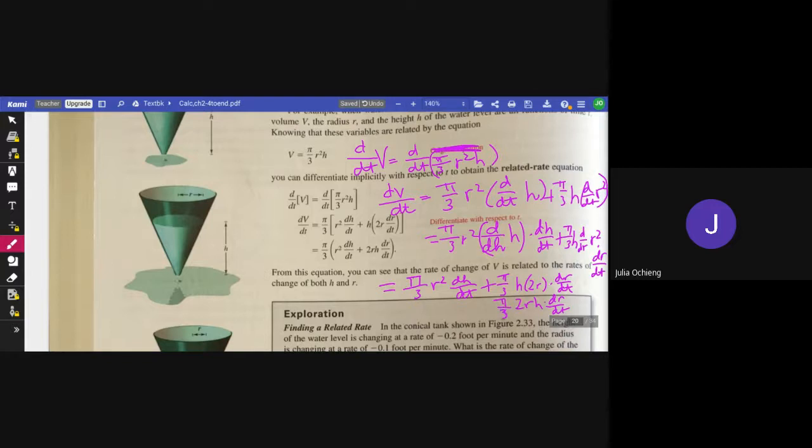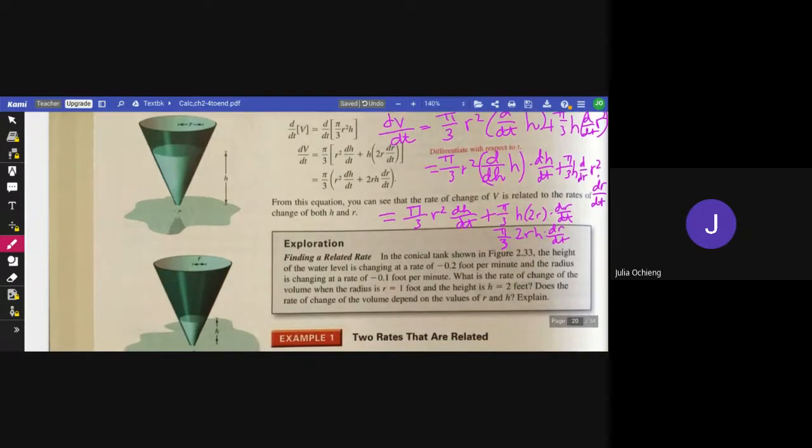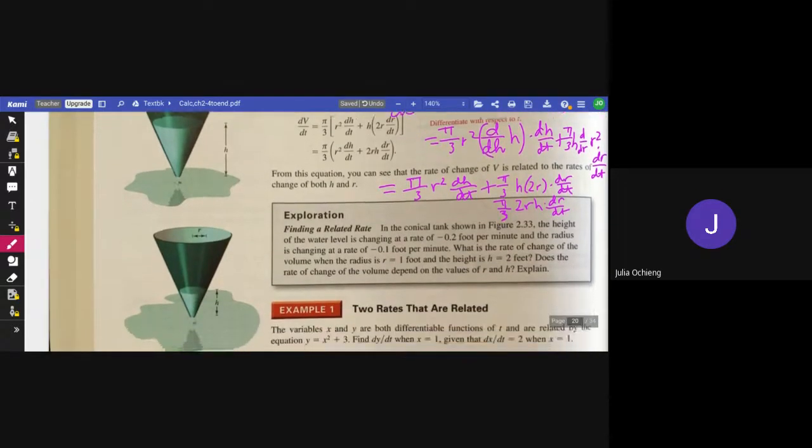And I'm purposely leaving the pi over 3 in the front here because I want you to see that we end up with the same answer as they do, only they factored out the pi over 3. So when you factor out pi over 3, you're left with r squared dh over dt, which is this right here, plus 2rh times dr over dt, which is 2rh times dr over dt. So it's the same formula. All right. So let's take a look at another example.